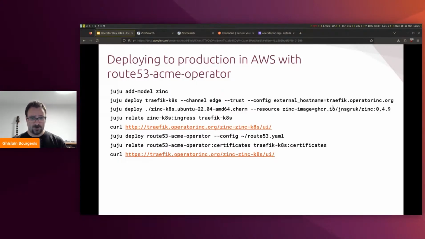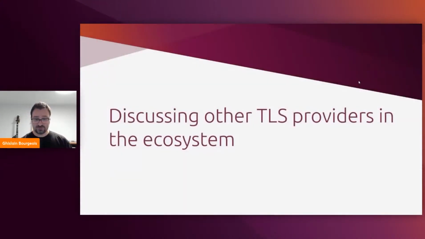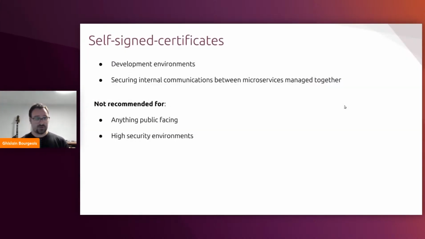So let's go back to our presentation. Let's discuss now other TLS providers in the ecosystem. As we saw before, we have the self-signed certificates operator that can be used for development environments, for securing internal communications between microservices that are managed together. So let's say you deploy a database cluster, and you want the network communications to be encrypted, then you can use self-signed certificates to easily encrypt those communications.